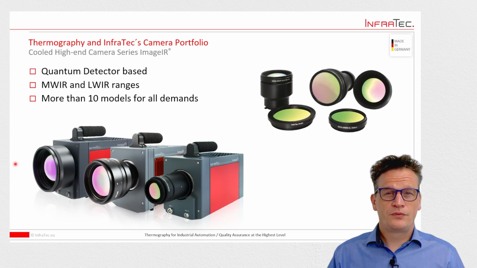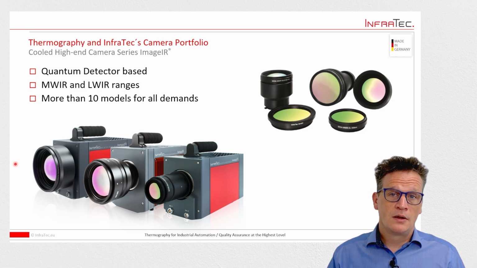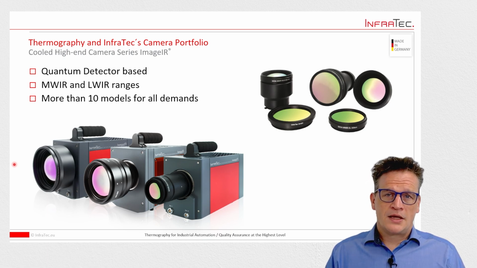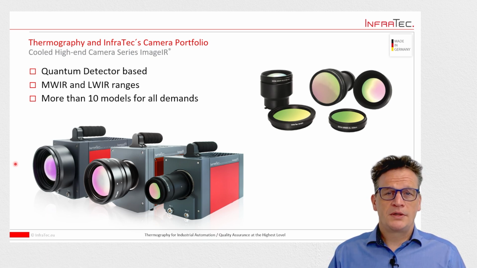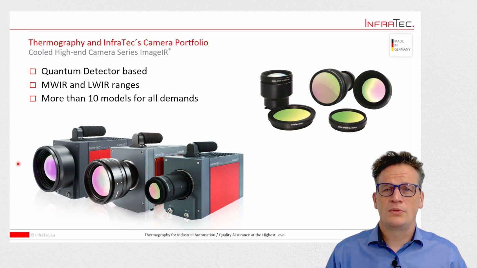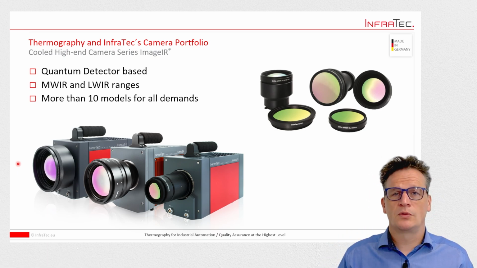For ultimate performance, our ImageIR series is the top choice. These cameras use cooled quantum detectors, extremely sensitive and made for fast measurements. They cover both the mid and long-wave spectral ranges, which makes them perfect for demanding applications. This series includes more than 10 models, all of which can be configured based on specific requirements, ensuring maximum flexibility for various applications.